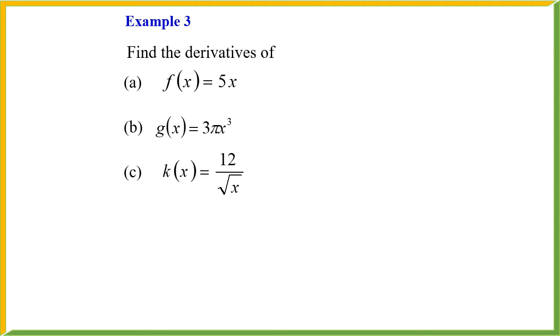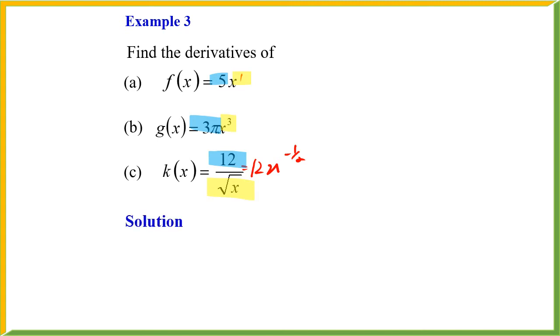Now example 3, find the derivative of f(x) equal to 5x, then g(x) equal to 3 pi x cubed, and then k(x) equal to 12 divided by the square root of x. So everything here we have x to the power of something. This is power of 1, this is power of 3, and the square root of x is x to the power of 1 over 2, and with the division, it will be x to the power of negative 1 over 2. Okay, so everything here is in the form of x to the power of n, and we also have the coefficients. What are the coefficients? Here is 12, here is 3 pi, here is 5. So we have to write down the coefficient too as part of the answer.